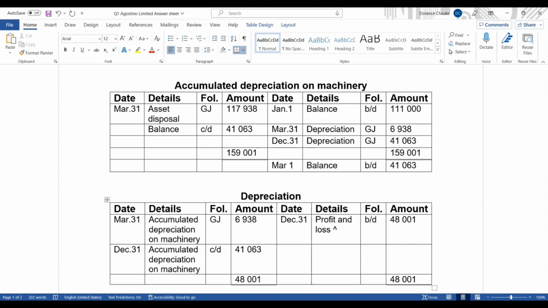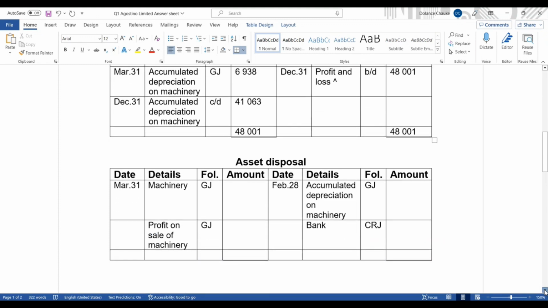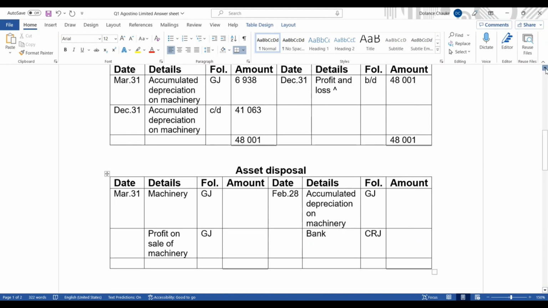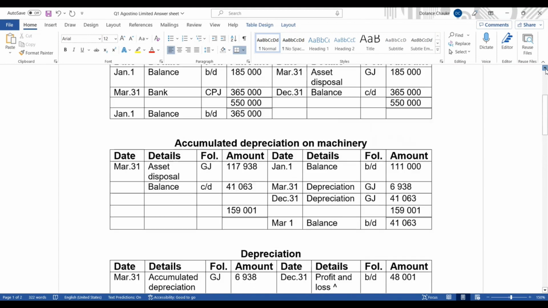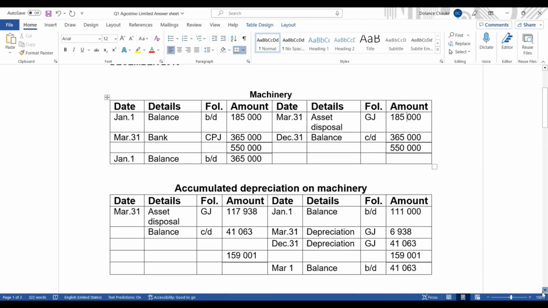Once you are done and you understand and you have done correctly your accumulated depreciation on machinery or on whatsoever asset, tomorrow it can be machine equipment, it can be a vehicle, it doesn't matter. It's done like that. And then we can go to the asset disposal. On the asset disposal, we are going to just record the asset disposal. Yes, copy and paste. You go to the machinery account, you take this 185, and you record it down there in the asset disposal account.